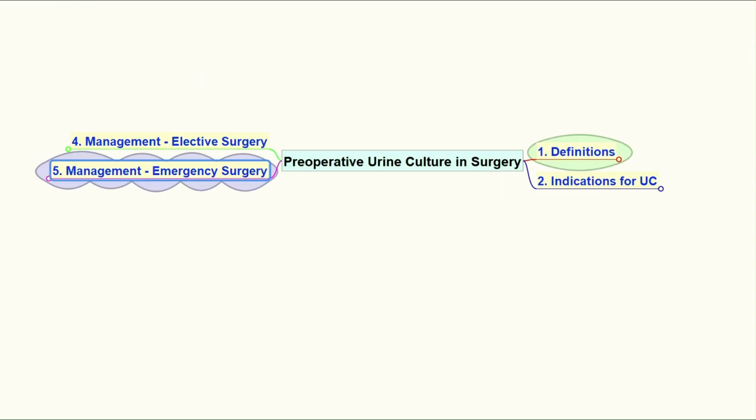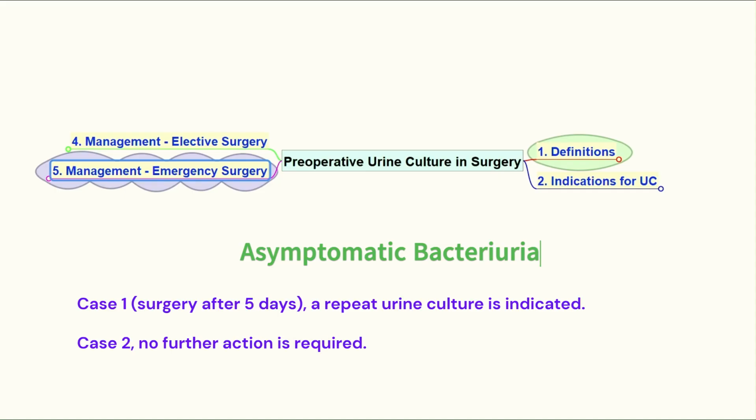Returning to the clinical cases, patients represent asymptomatic colonization. For case 1, surgery scheduled after 5 days. A repeat urine culture is indicated. For case 2, no further action is required.